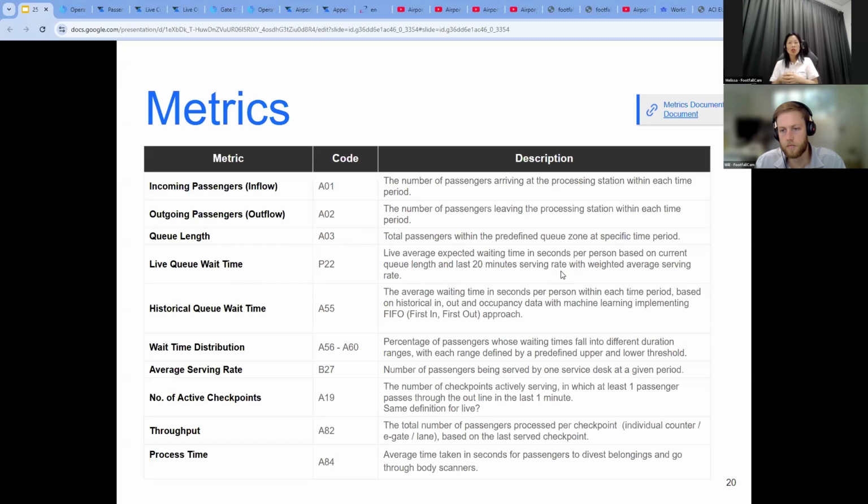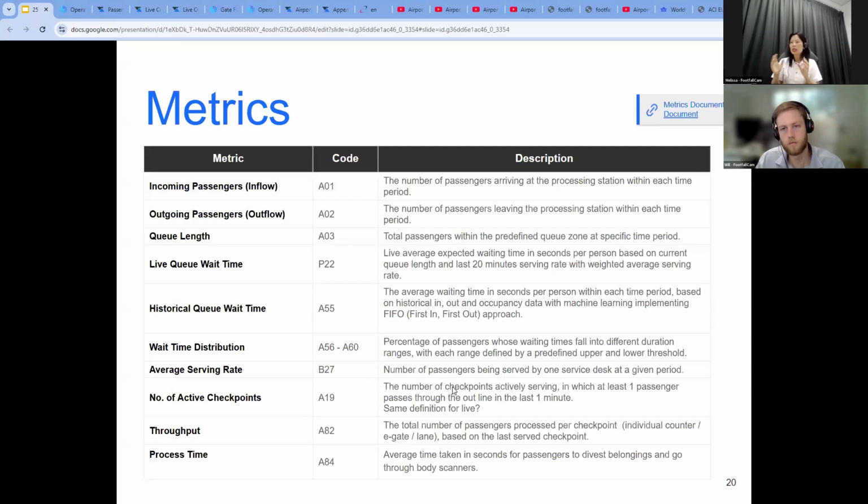And on top of that, we also generate historical waiting time estimates using a first in, first out machine learning model, which can be used for trend analysis, performance benchmarking, and SLA tracking. Now, serving rate and lane utilization, number of active checkpoints, all help the operational team assess the efficiency of the screening process itself, from how long passengers spend in the queue area to how many complete the entire process per unit time.